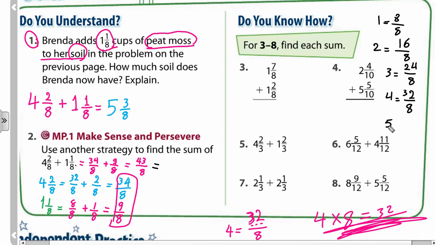32. 5 whole is 40. So I can take away 40 and I will have remaining 3/8. So the 5 whole, and I have here 3/8. So it will be 5 and 3/8.